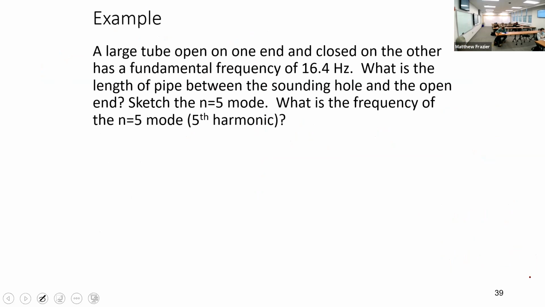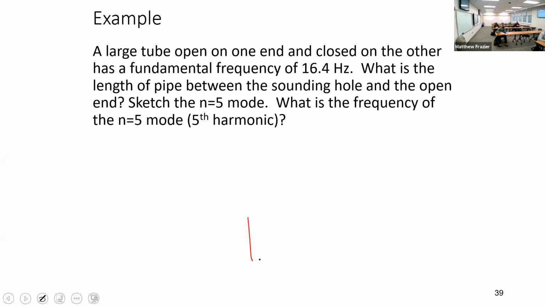Okay, so another example we have here. I'm going to let y'all work on this for a minute. It's a tube open on one end, closed on the other. We know the fundamental frequency. You can ask what the length of the pipe is between the open and the closed end. And we can sketch what the n equals 5 mode looks like, and ask what the 5th harmonic is. So while y'all are working on the calculation, I want to actually do the sketch.